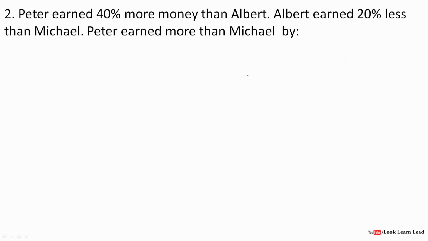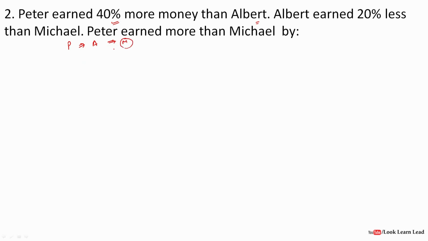This would also be similar to the first one. So I will be covering around 2 questions of similar type so that you would be used to solving them. Peter earned 40% more than Albert. Okay, now Peter is compared to Albert. And Albert earned 20% less than Michael. Now Albert is compared to Michael. So here Peter is compared to Albert and Albert is compared to Michael. So what I'll do is I'll take Michael as 100.